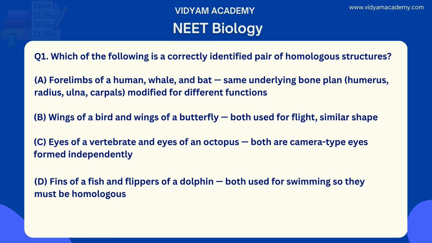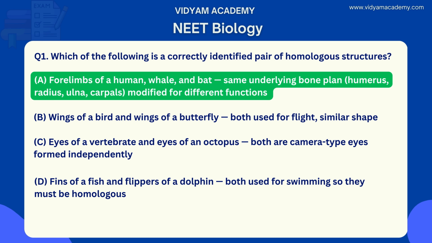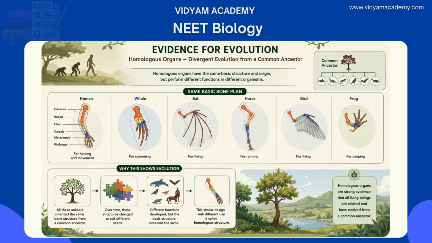Yes, the right answer for this question is option A. Let's see why and how. Go to detailed explanation to understand this question. Homologous organs share the same basic bone plan and embryonic origin because they are inherited from a common ancestor, even when the functions differ completely.